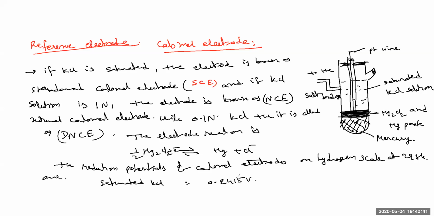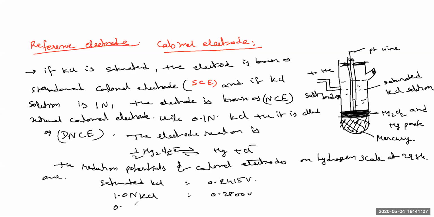0.2415. You know, hydrogen, standard hydrogen electrode 0.00 volts. Here also it is a constant only. If it is saturated, that is 0.0. This is 1.01 normal KCl. Then the E0 value is 0.2800 volts. An objective question is asked on this one.